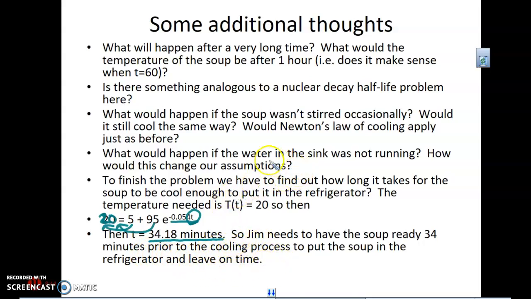We are making some assumptions here. What if the water in the sink was not running? Well, then the ambient temperature is not constant, and that changes our assumptions. So we have to make some assumptions with this. If the soup wasn't stirred occasionally, you have to keep things constant in your constants. Otherwise, our assumptions are not going to work.